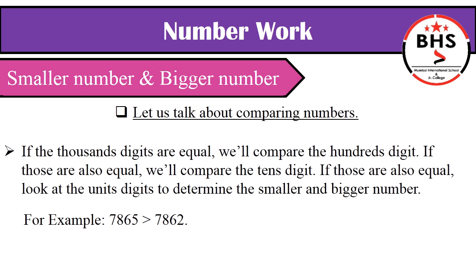In 7,865, 5 is at the units place. And in 7,862, 2 is at the units place. So children, which is the bigger number? 5 or 2? Yes, 5. So it means 7,865 is the bigger number.